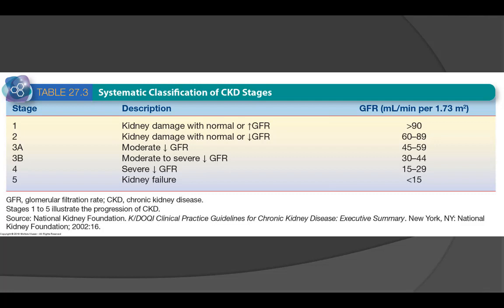Stage 2 is when the GFR falls in this range, 60 to 89. If it goes down to this level, 45 to 59, we call it stage 3A, with moderately decreased GFR. Then stage 3B, stage 4 and stage 5. Stage 5 is kidney failure. Usually at stage 4 and stage 5 you will definitely require either dialysis or kidney transplant, because if the GFR is this low, the kidney will not be able to get rid of the waste products, and the patient will accumulate urea and other waste products in the blood.